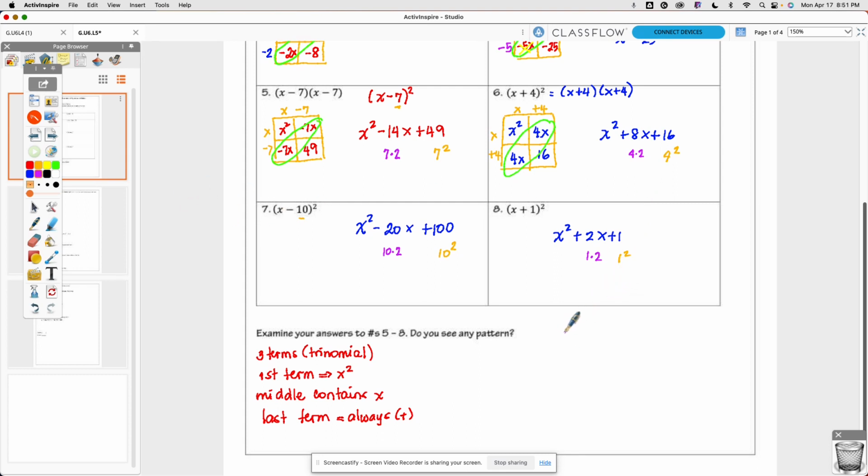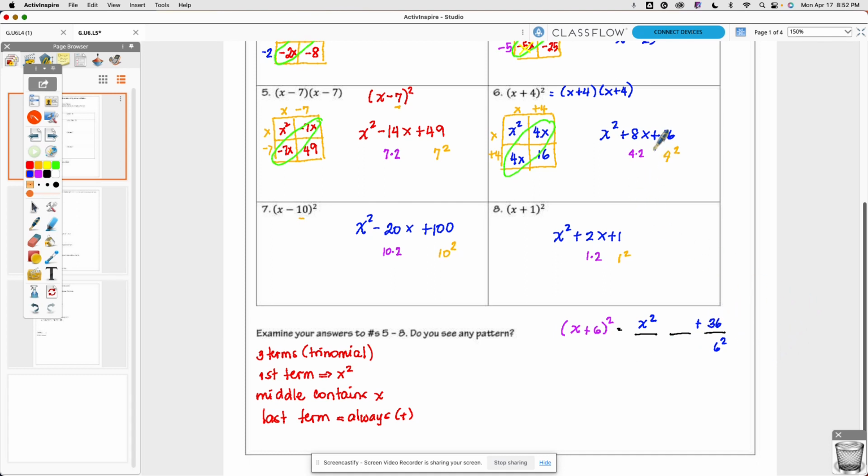Let's have an example here. Say, for example, you have x plus 6 squared. So the product is composed of 3 terms: 1, 2, 3. The first term is always x squared. And to get the last term, the last term is the square of the second number. So the last term is equal to 6 squared. 6 squared is 6 times 6. It's equal to 36. And as we said, it's always positive.